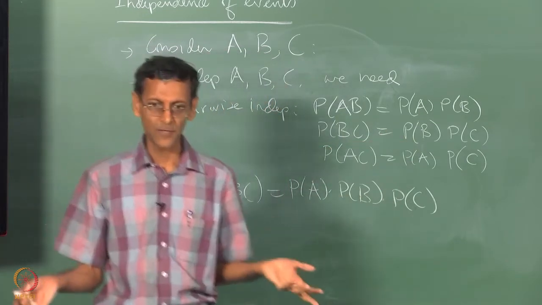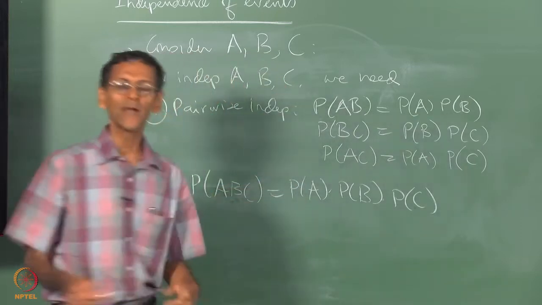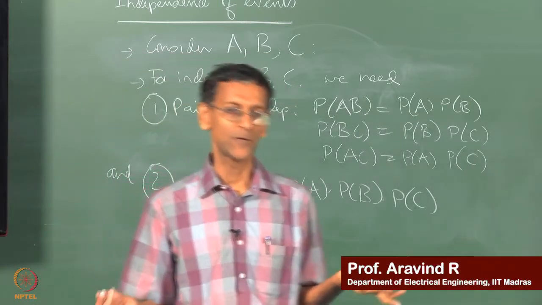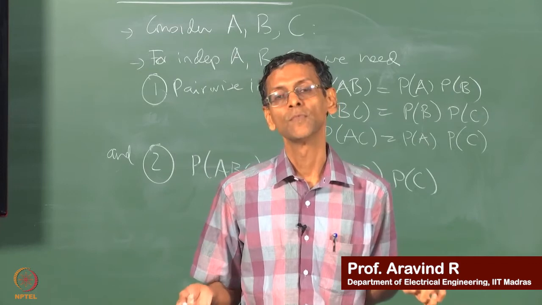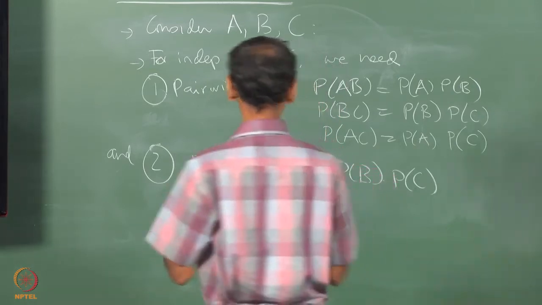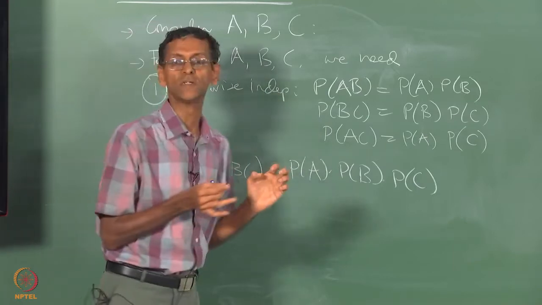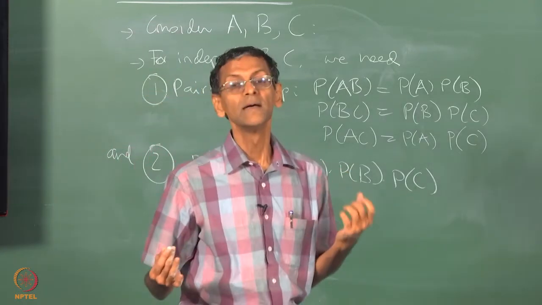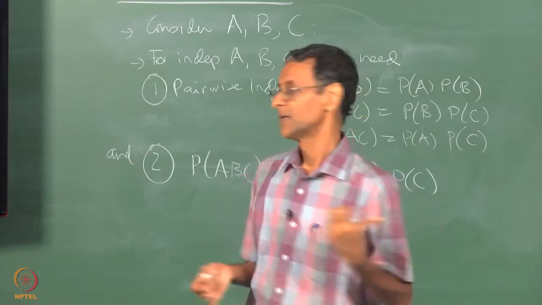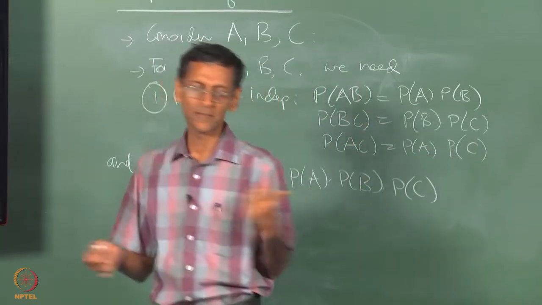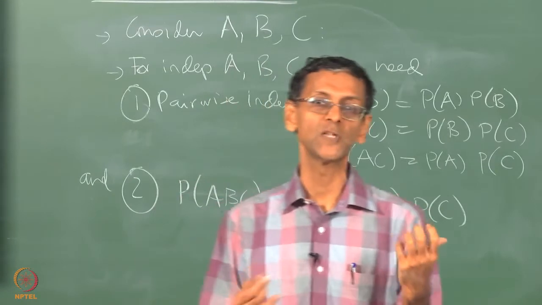So clearly A is independent of BC if you put all 4. Likewise, you can show that A will be independent of B union C also. So to get any such combination to come out to be independent, you need all 4 conditions. So it's very easy to come up with examples where you have pairwise independence but you don't have full independence.